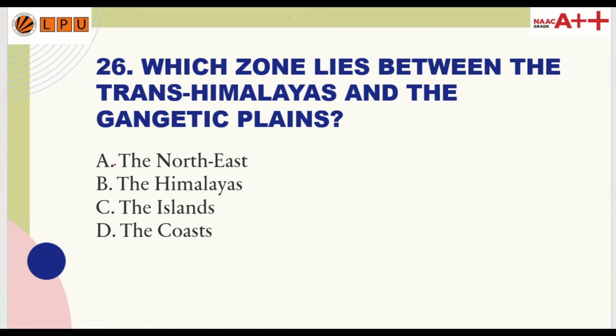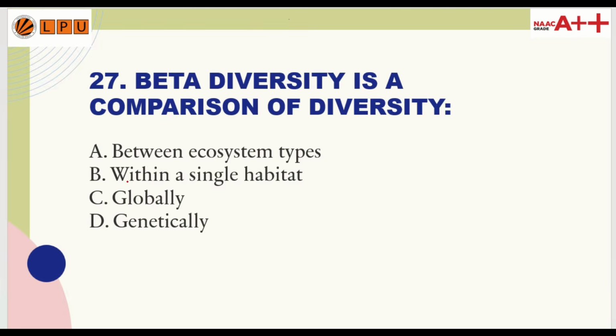26th number question. Which zone lies between the Trans Himalayas and the Gangetic Plain? Option A the northeast, option B the Himalayas, option C the islands, option D the coast. The correct answer is option B.